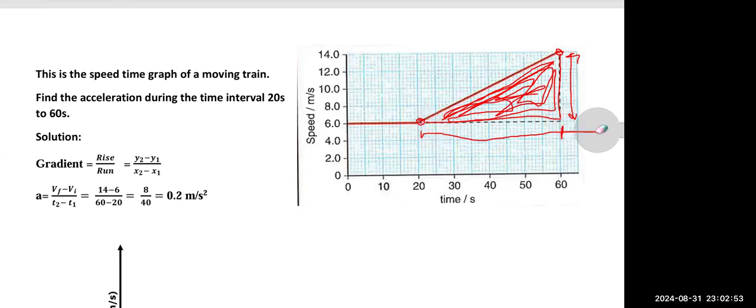Okay, so now this is y2, the upper point.